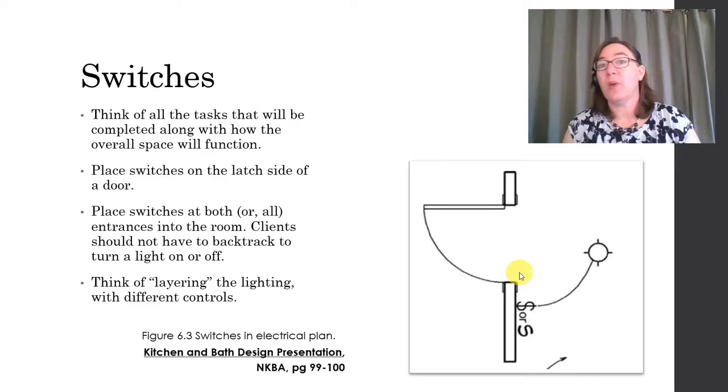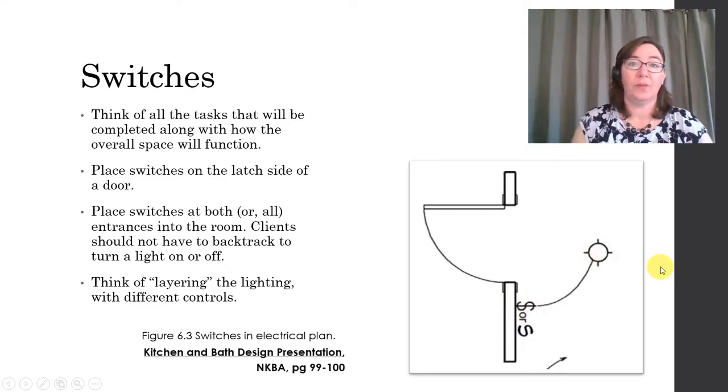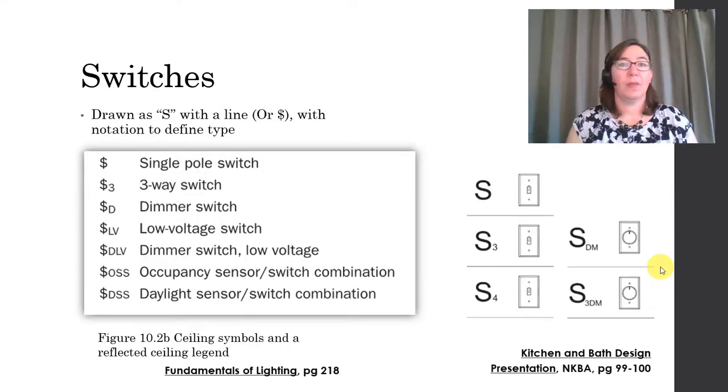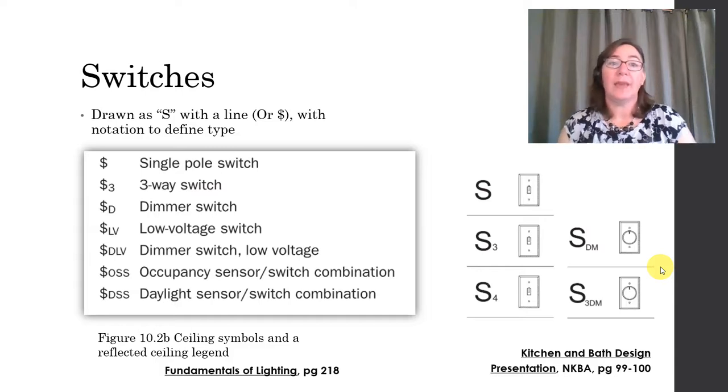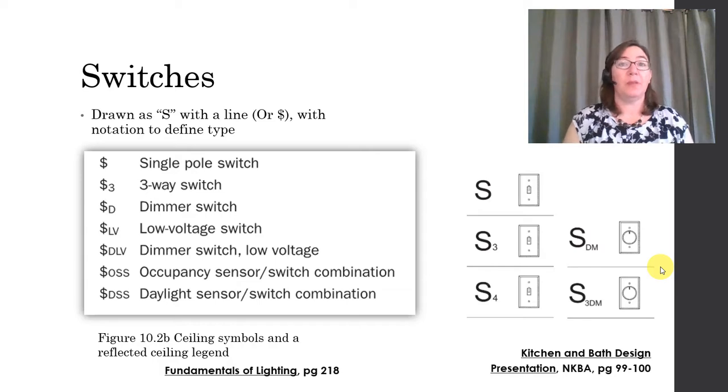So here's basically what a switch is going to look like on a plan. It's got a symbol and it connects to the luminaires that it controls. What does that symbol look like? It typically looks like an S with a line through it, or some people use a dollar sign. And then there's a little tag that defines what type of switch it is.